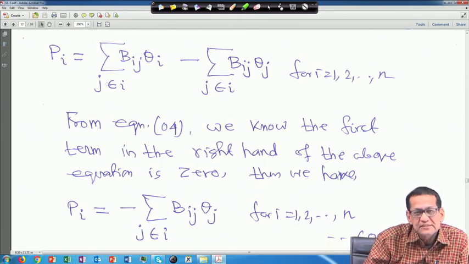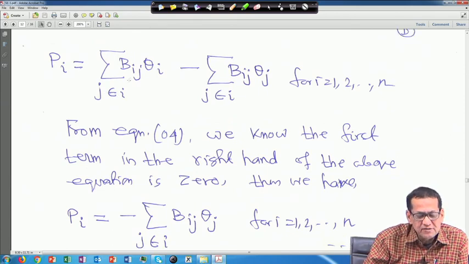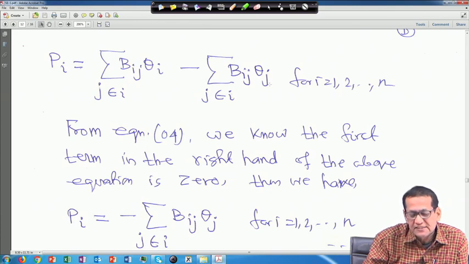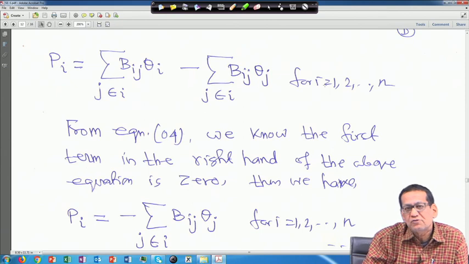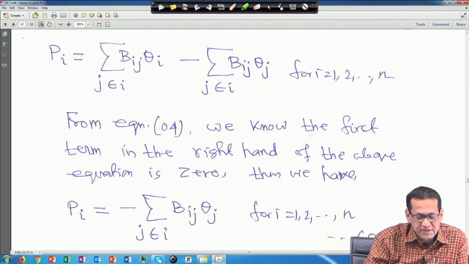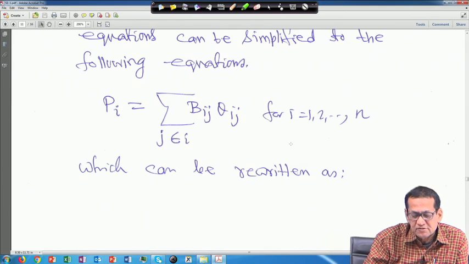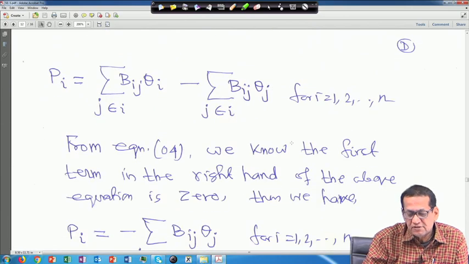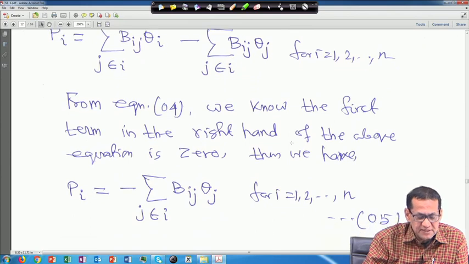P_i, that is the power injection at bus i, is sum over j belongs to i of B_ij theta_i minus sigma j belongs to i of B_ij theta_j for i equal to 1 up to n. So, equation 04, from equation 04 we know that the first term on the right hand side of the above equation is 0. Thus we have that P_i is equal to minus sum over j belongs to i of B_ij theta_j for i equal to 1 to n.